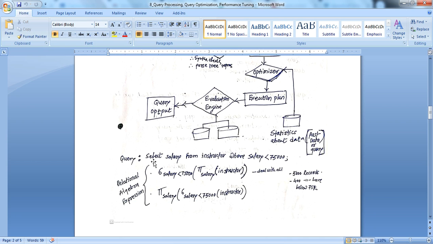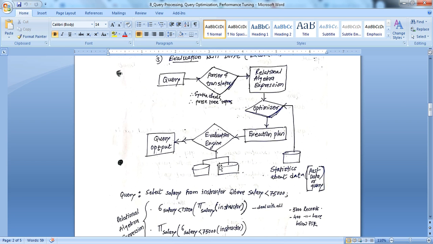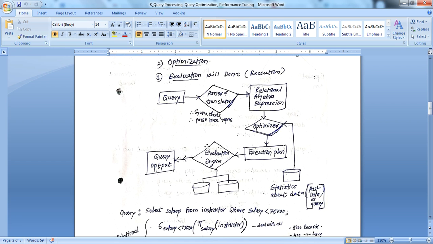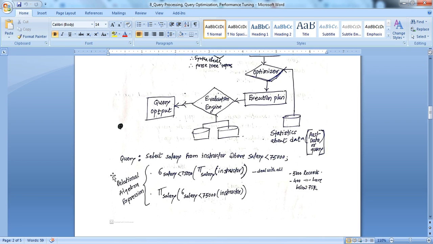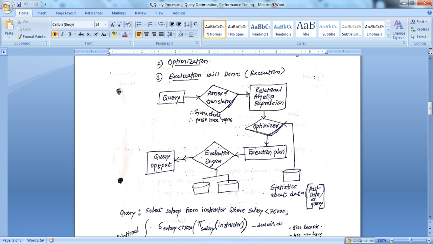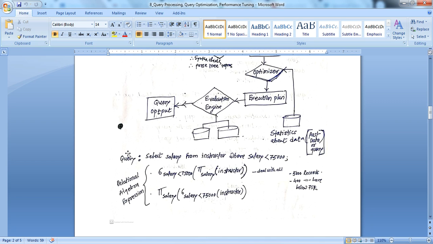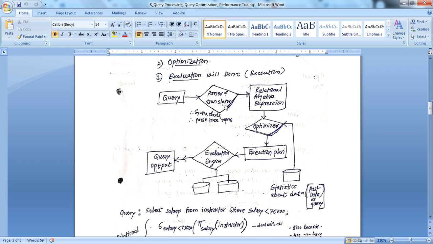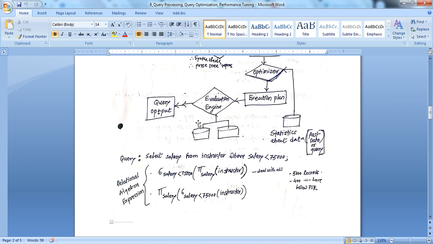Now take the query: select salary from instructor where salary is less than 75,000. This is simply the query. How exactly is it executed? First it is parsed and translated. We consider that there is no syntax error or syntax-related problem in this query. Then it goes to relational algebra, and it creates this relational algebra expression. This is simply the mathematical way of expressing it.